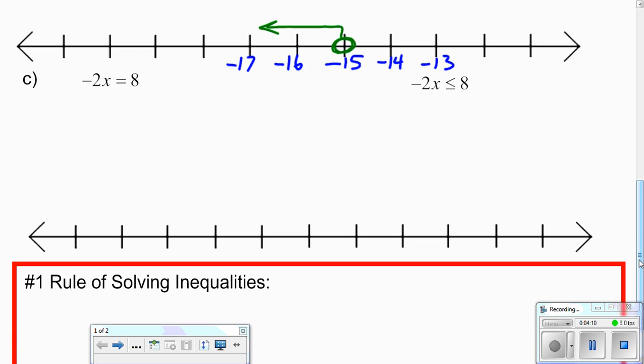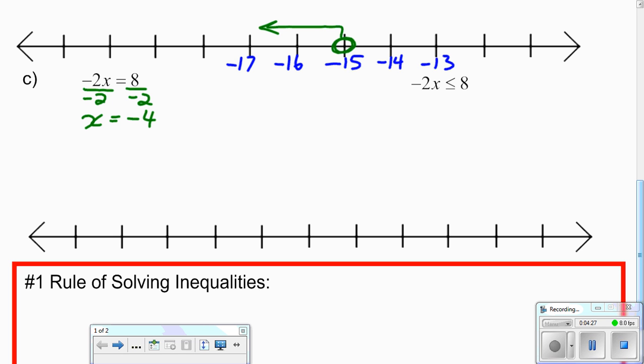Next example. Okay, so negative 2x equals 8. So x is being multiplied by negative 2. We're going to divide both sides by negative 2. So that we get x equals negative 4.